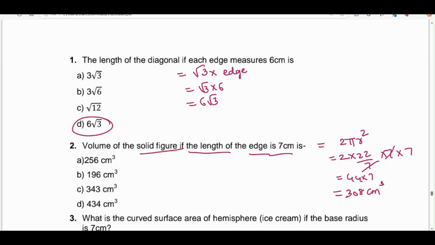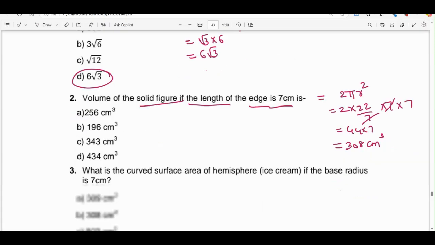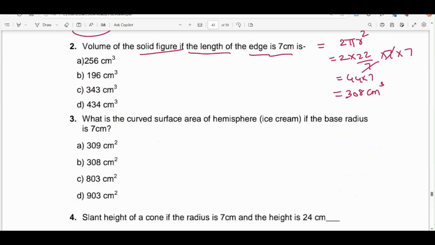That is your option. We don't have that option for volume, because that is the curved surface area. We have to find the volume. So here this is for the third answer. I found the curved surface area. So it is for curved surface area, not for volume.